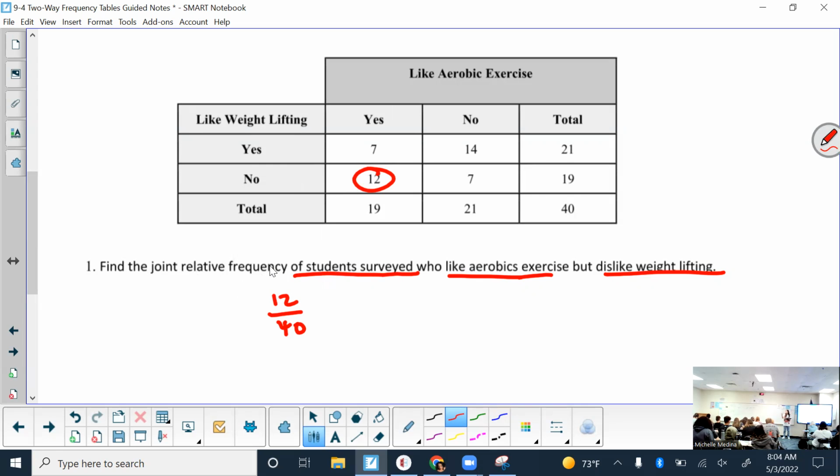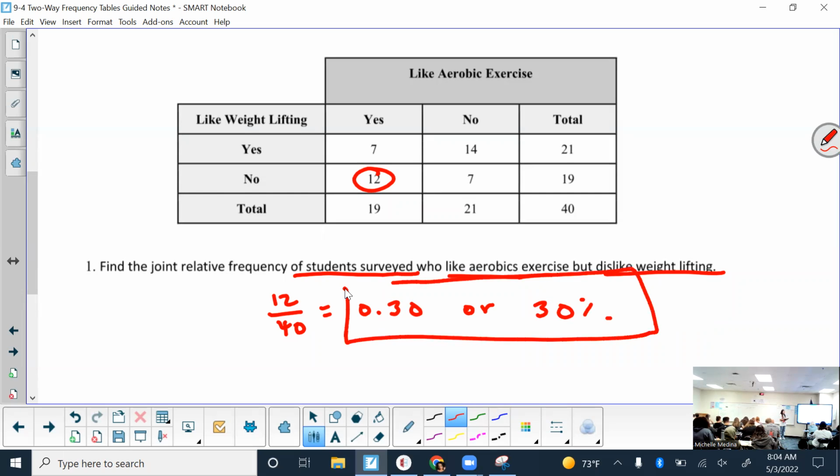what you're supposed to divide by, it says of the students surveyed. So of the total student survey. So 12 divided by 40 in your calculator is what? 0.30. And then times 100% would be 30%. It might say write it as a percent, it might say write it as a decimal. Make sure you know the difference.